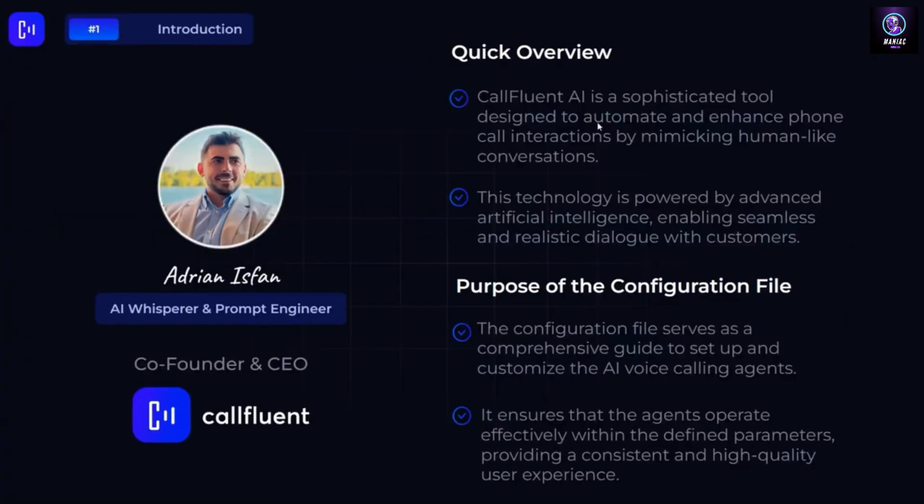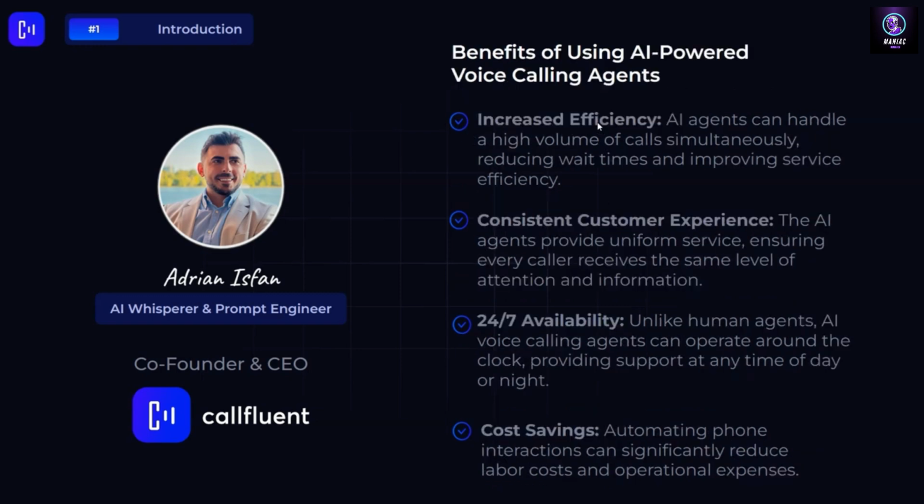Confluent AI is a sophisticated tool designed to automate and enhance phone call interactions by mimicking human-like conversation. This technology is powered by advanced artificial intelligence, enabling seamless and realistic dialogue with customers. It ensures that the agents operate effectively within the defined parameters, providing a consistent and high-quality user experience.